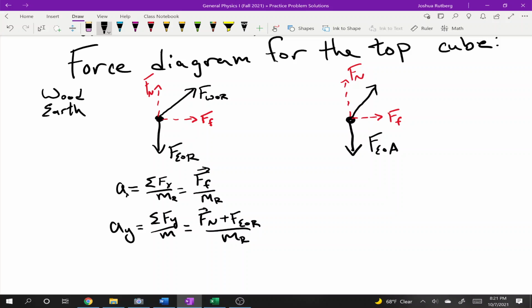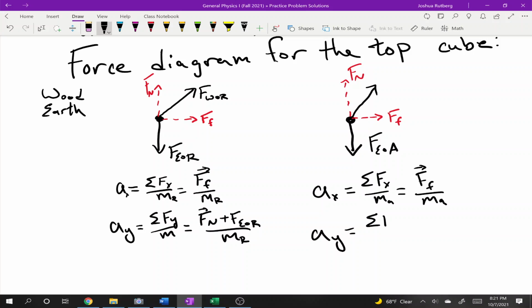And this will look exactly the same. Acceleration in the x direction is equal to the sum of the forces in the x direction divided by the mass of the aluminum, which is equal to the friction component of the force the wood exerts on the aluminum divided by the mass of the aluminum. And in the y direction, the sum of the forces in the y direction divided by the mass of the aluminum is equal to the normal component of the force the wood exerts on the aluminum plus the force the Earth exerts on the aluminum, equal to m times a_y.